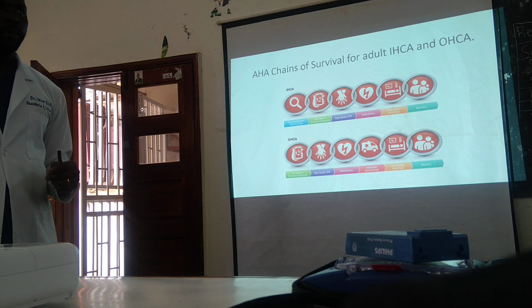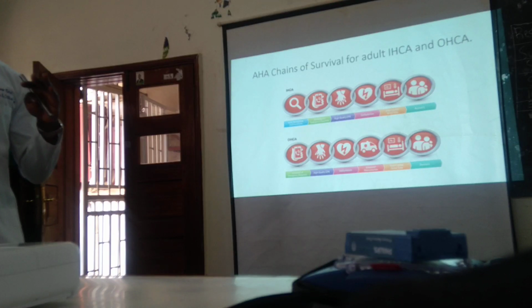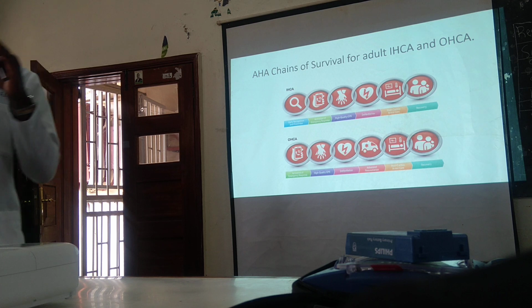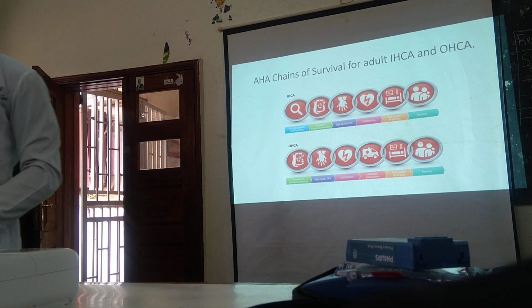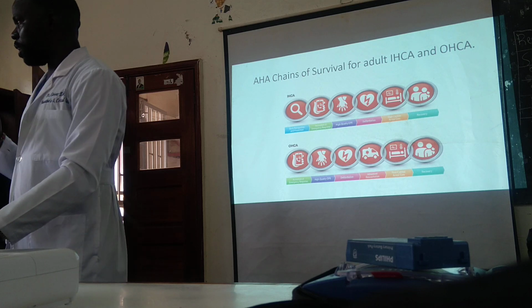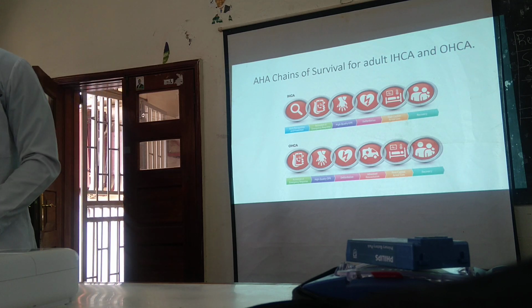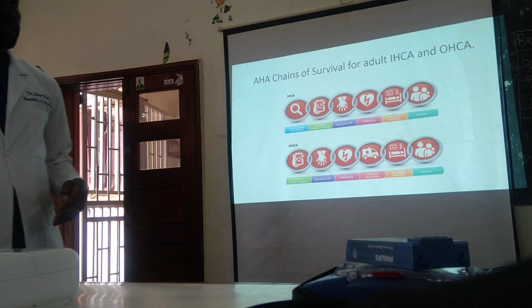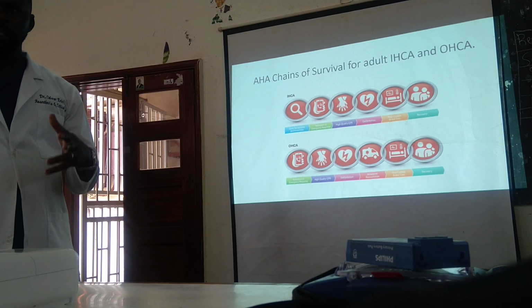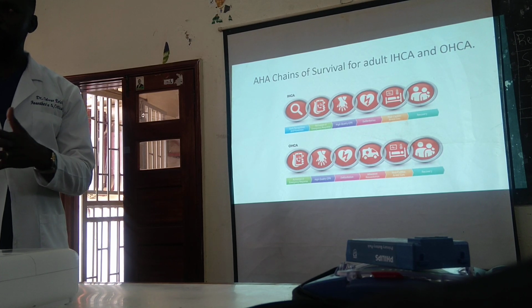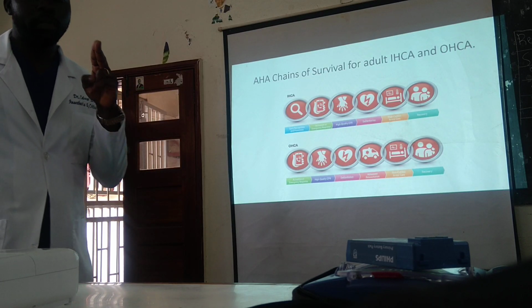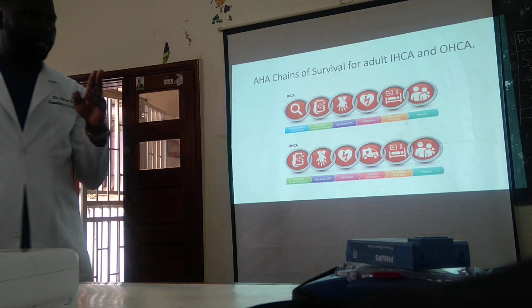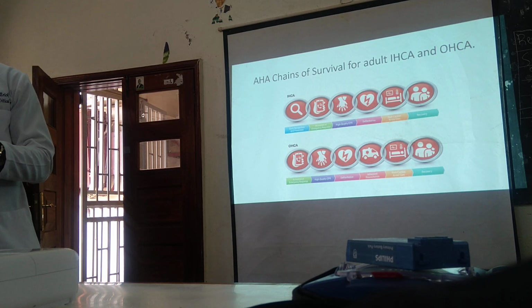How many do you do? If the patient does not have any advanced airway, you're going to do 30 chest compressions to 2 rescue breaths. If the patient has an advanced airway, how many chest compressions? It must be in the range of 100 to 120 per minute. But the rescue breaths will be 1 rescue breath every 6 to 8 seconds.